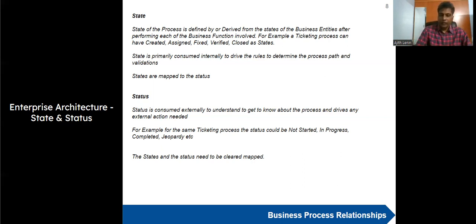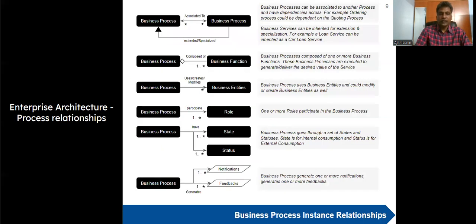Now let's look at some of the relationships involved in the business process. A business process can be associated to another business process. We looked at that, and it can be extended or specialized. There can be inheritance as well: an abstract process which can be inherited into a more concrete process, or we can extend the concrete process. A business process is composed of business functions. A business process uses, creates, or modifies business entities, any number of them.